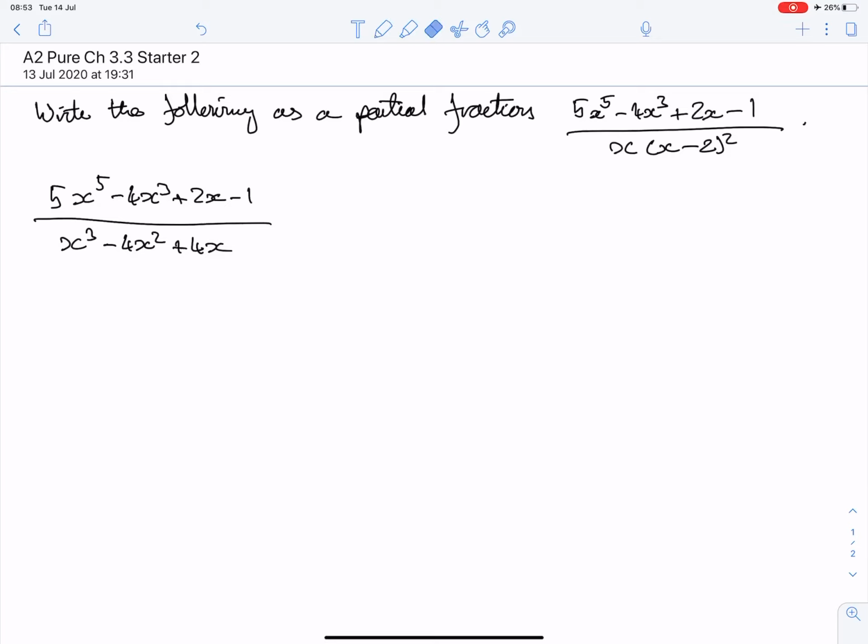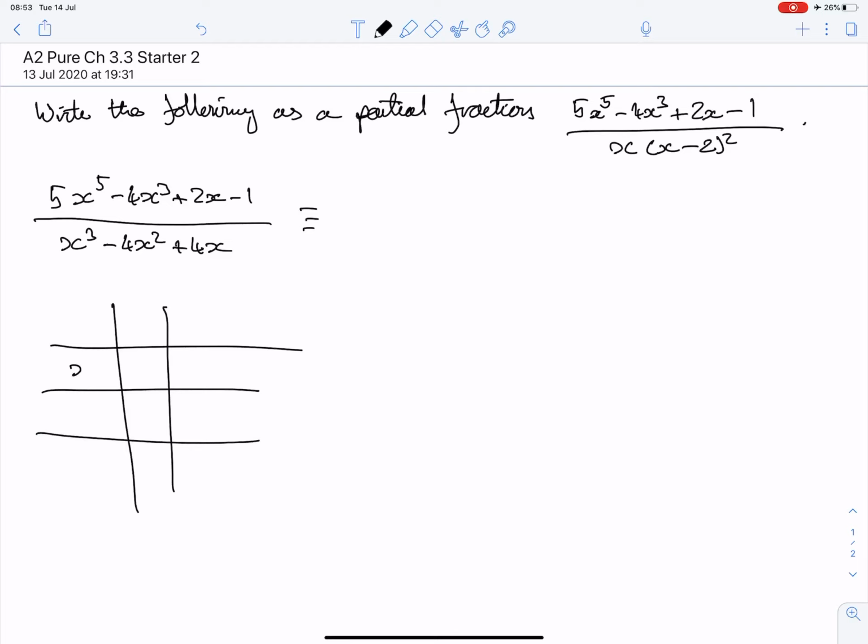Is identical to. Okay, so we need to do the long division, which we can do in our grid. x cubed minus 4x squared plus 4x times something equals 5x to the 5. So that's going to be 5x squared. 5x squared times minus 4x squared is minus 20x to the 4, plus 20x cubed.